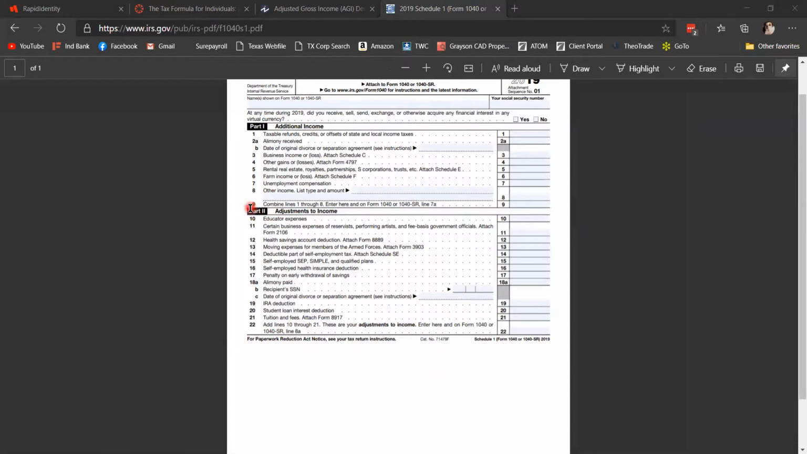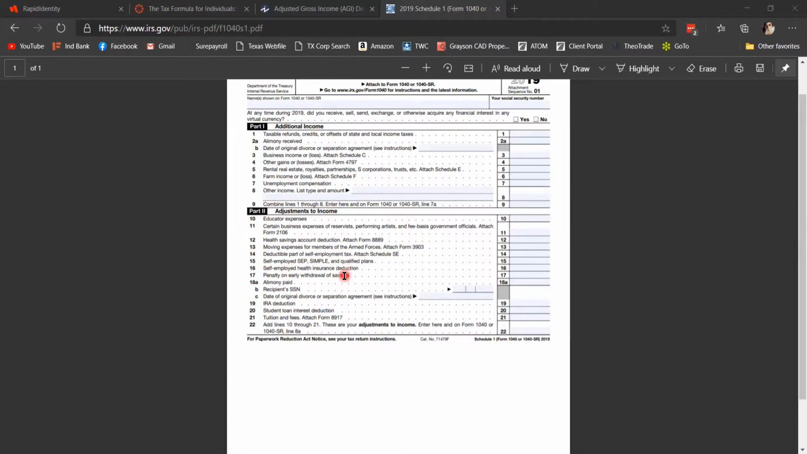So here is the Schedule 1 we talked about earlier. Part 1 is just additional income type items that you maybe will have in addition to your wages and W-2s and things of that nature. But here's what we're looking at here: adjustments to income. This is your above the line deductions, deductions you take to calculate your adjusted gross income. So like I mentioned, the educator expenses, health savings accounts, moving expenses, SEP and simple, these are all just retirement types of investments. Self-employed health insurance deduction.